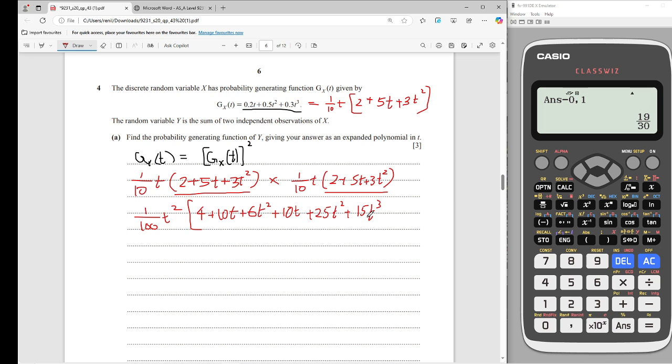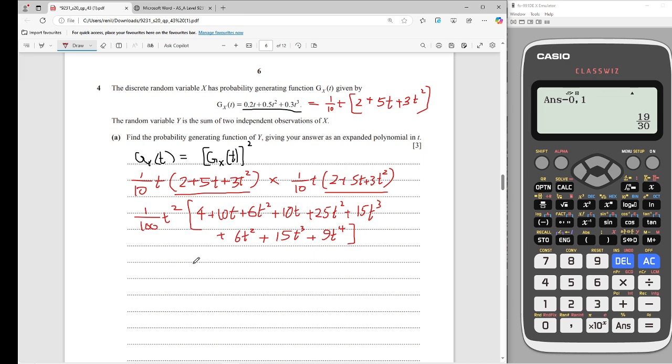Okay, now that we've got those, we need to multiply 3t squared with each of these, which is equal to 6t squared plus 15t cubed plus 9t to the power 4.